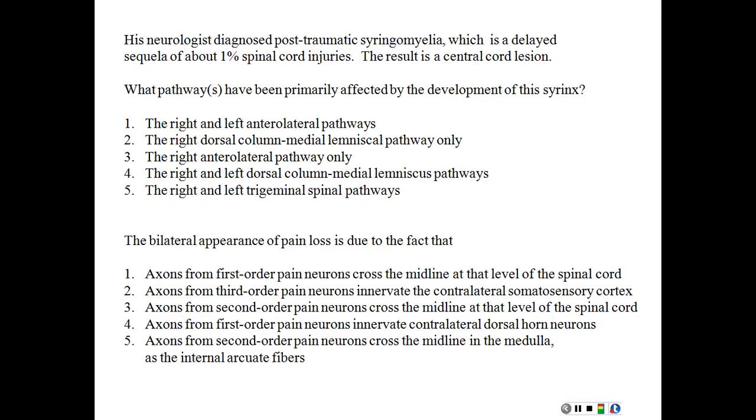So let's just make sure that the other ones have nothing correct. The first order neuron can't be, because that only brings in things from the one side. And the axons from the second order pain neurons cross the midline at the level of the medulla as the internal arcuate fibers. So that's all wrong, right? That's true, but not for this pathway. That's true for the dorsal column medial lemniscus.